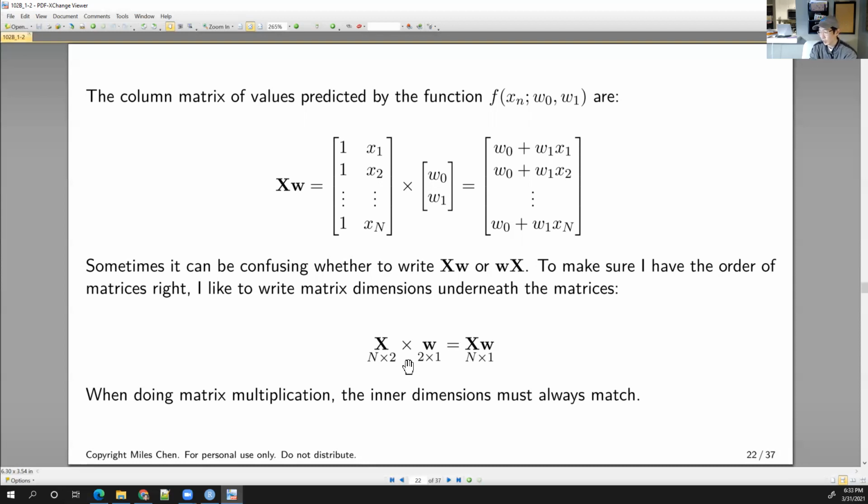Because the rule is when you do matrix multiplication, the inner dimensions have to line up, okay? If you're gonna have an n by 2, the next thing has to be 2 by something, okay? And so you can do n by 2 times 2 by 1, but if you flip these around, you can't do a 2 by 1 times an n by 2. That's not gonna work, okay? So always write the dimensions, and this will help you avoid a lot of heartache and mistakes, okay? So n by 2 times 2 by 1, and that's going to result in an n by 1, right? So these inner dimensions must always match, right?